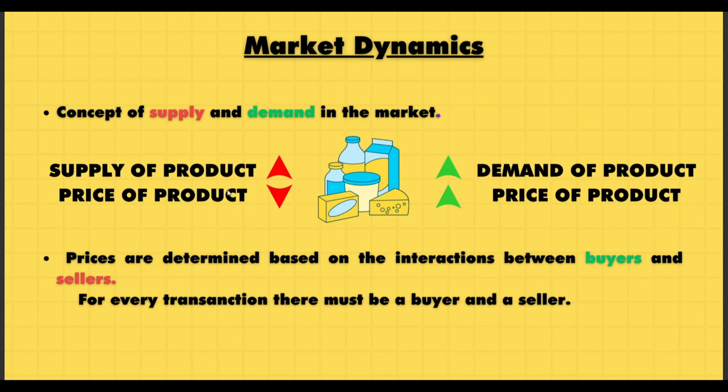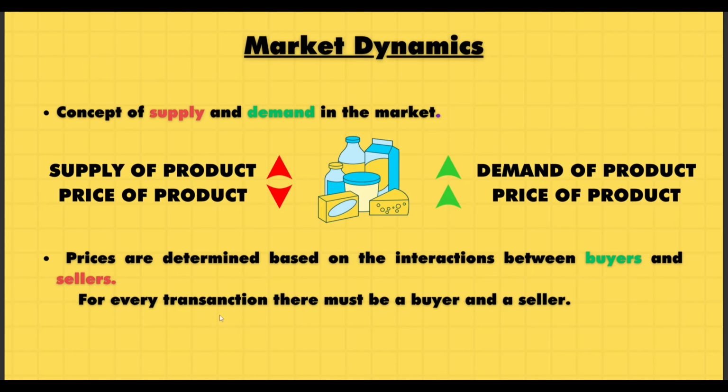Let's take the example of gold. If the supply of gold is more in the market, automatically the price of the product will be lower. And if the demand for a product is higher, like gold, then the price of that product will also be higher. So prices are determined based on the interaction between buyers and sellers.